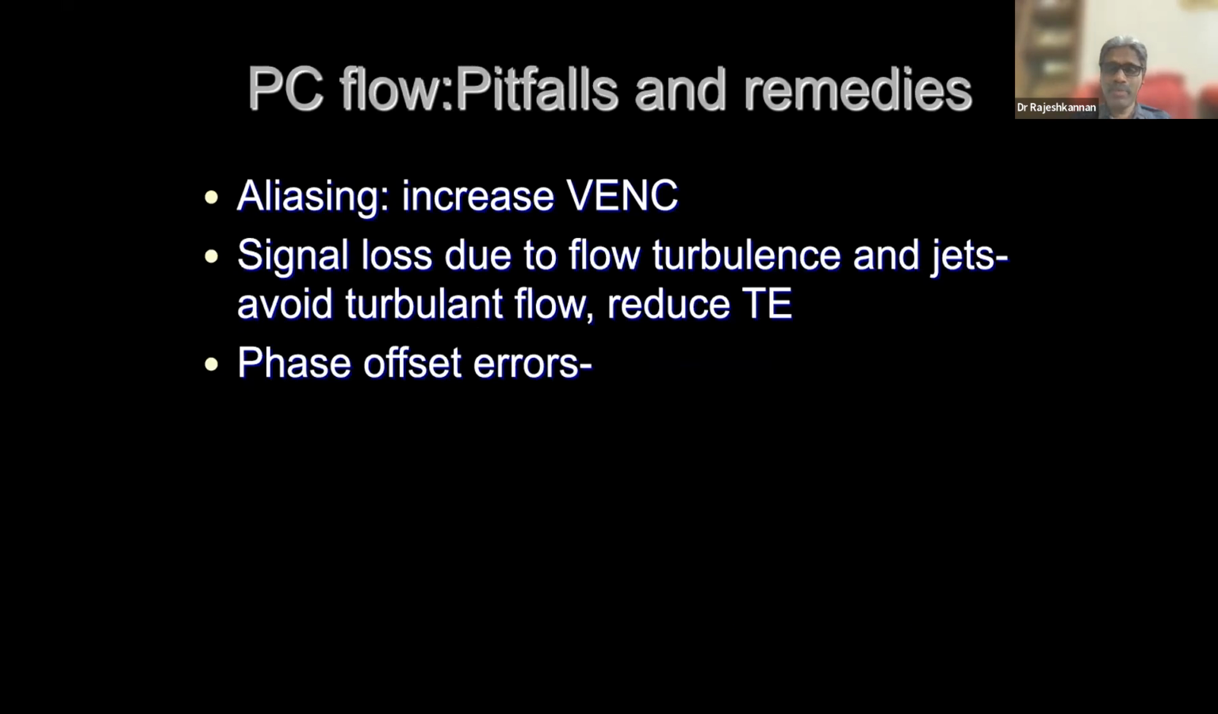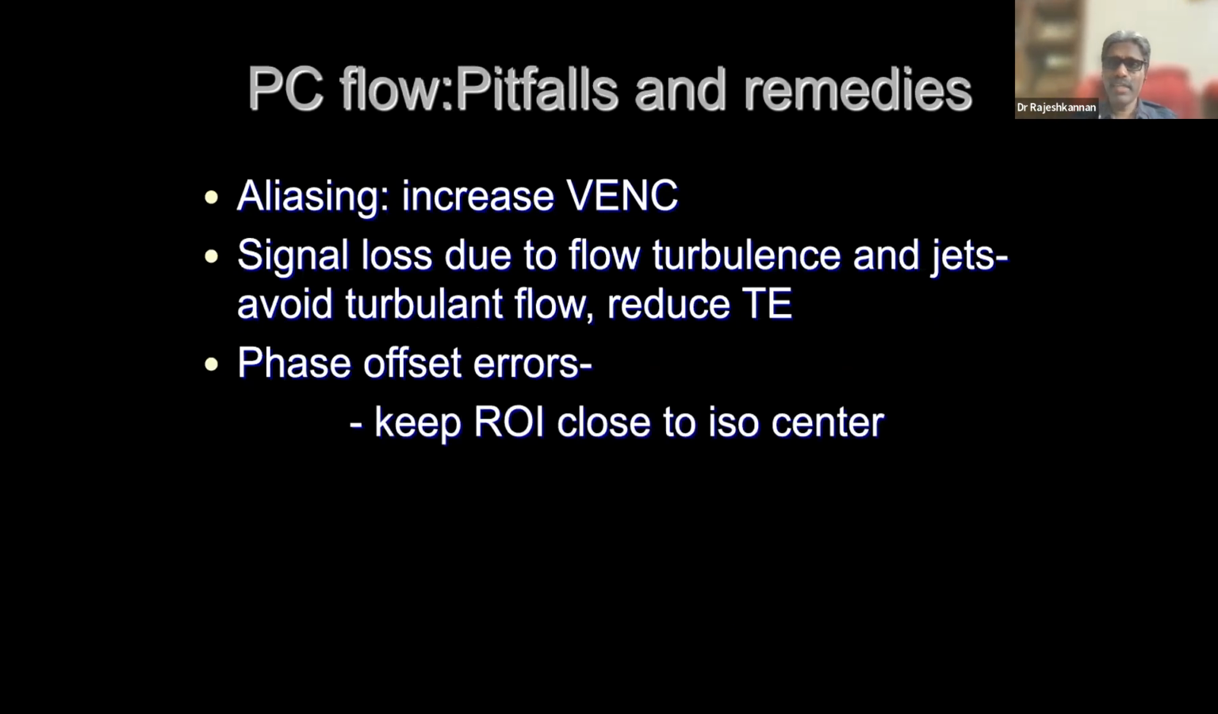But one of the major things, and one of the difficult things to understand as well as to correct, is the so-called phase offset errors. These are all due to the magnetic field inhomogeneities happening within our area of interest. This cannot be completely avoided, but one way we can reduce it is by keeping the region of interest as close to the isocenter as possible.